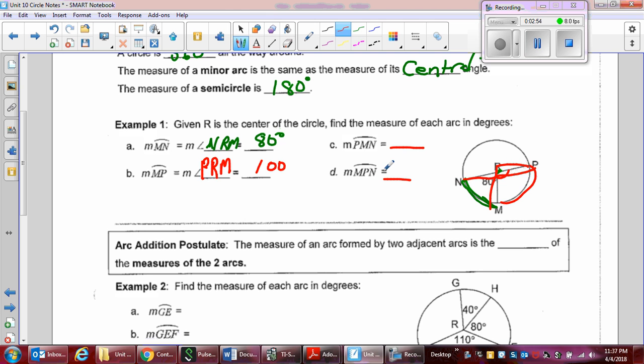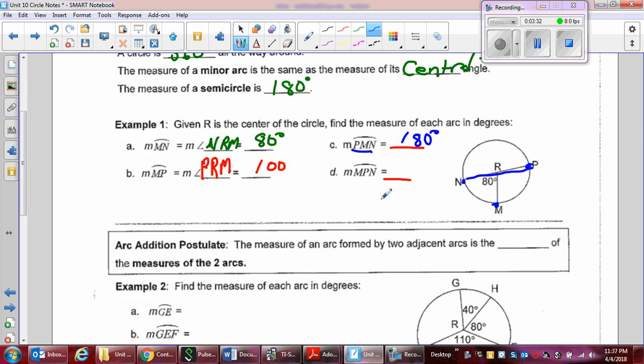The reason I want to do C is because it has 3 letters, and from yesterday's lesson, we know it's going to be a major arc. So whatever answer you pick has to be more than 180, right? Because it's a major arc. Measure of PMN. So start with P, then it goes to M and it goes to N. This is easy. I know this is the diameter of the circle, and the diameter cuts the circle in half. So this is going to be 180 degrees.